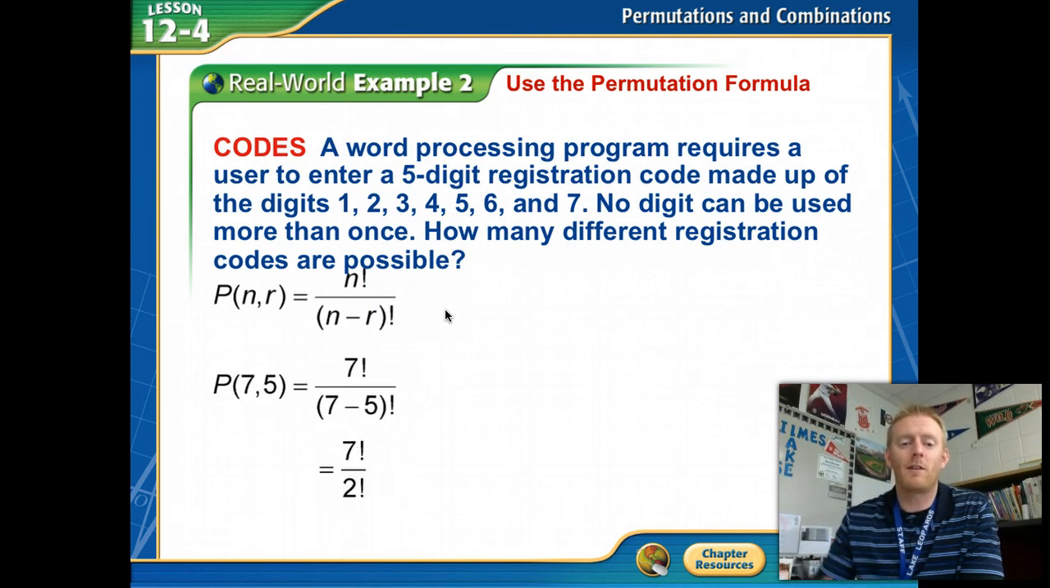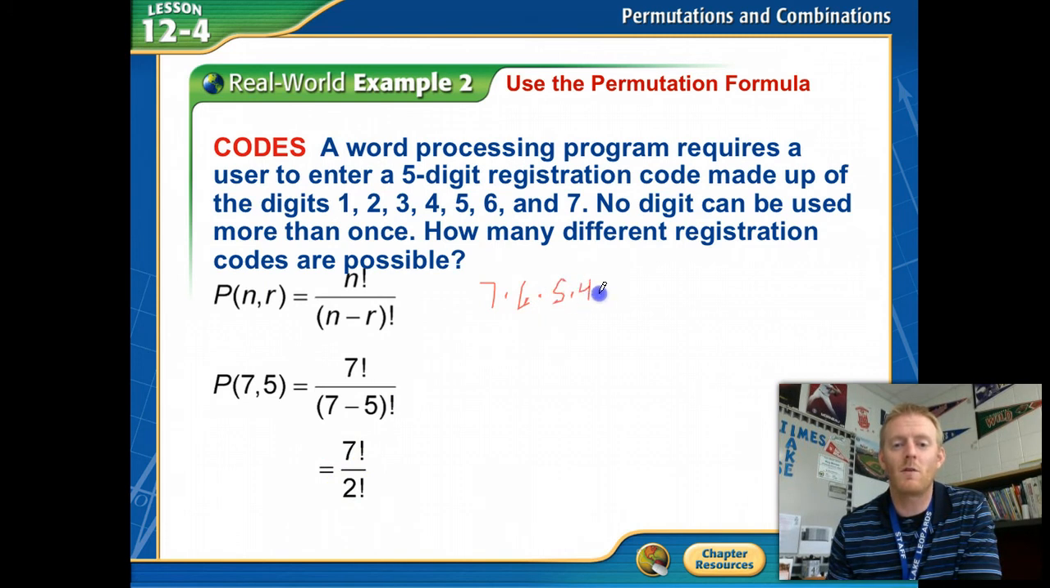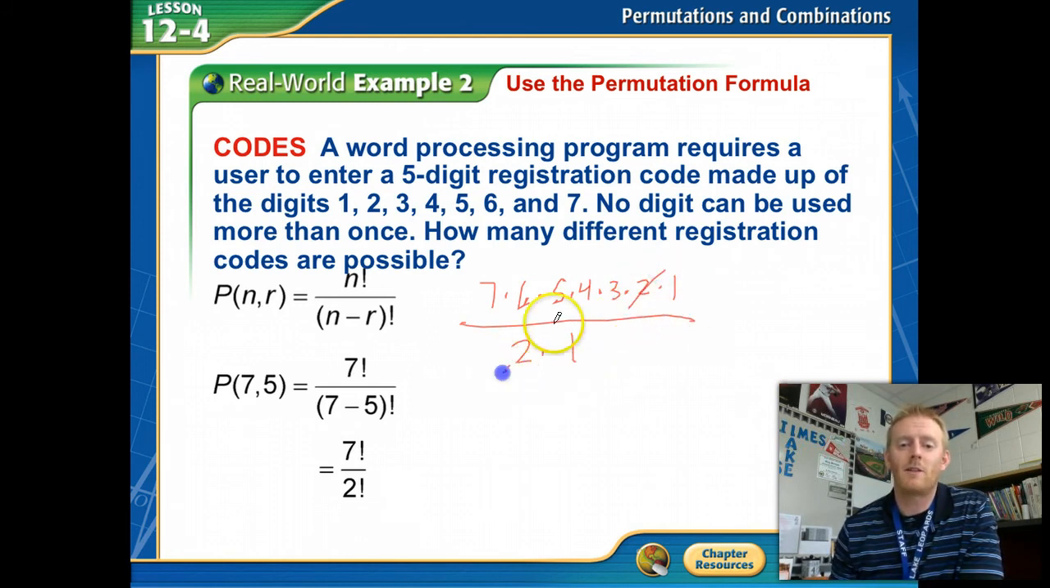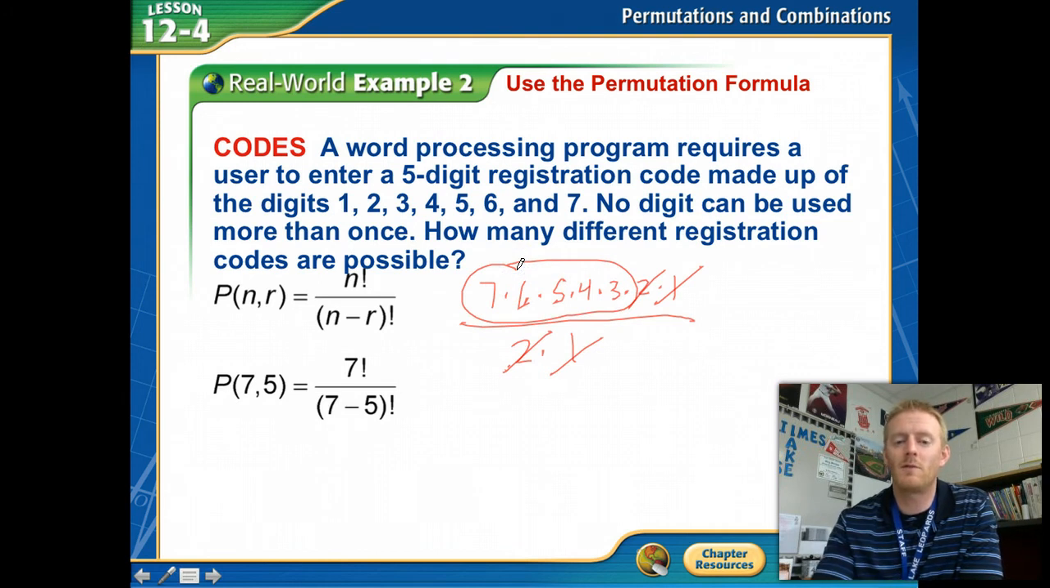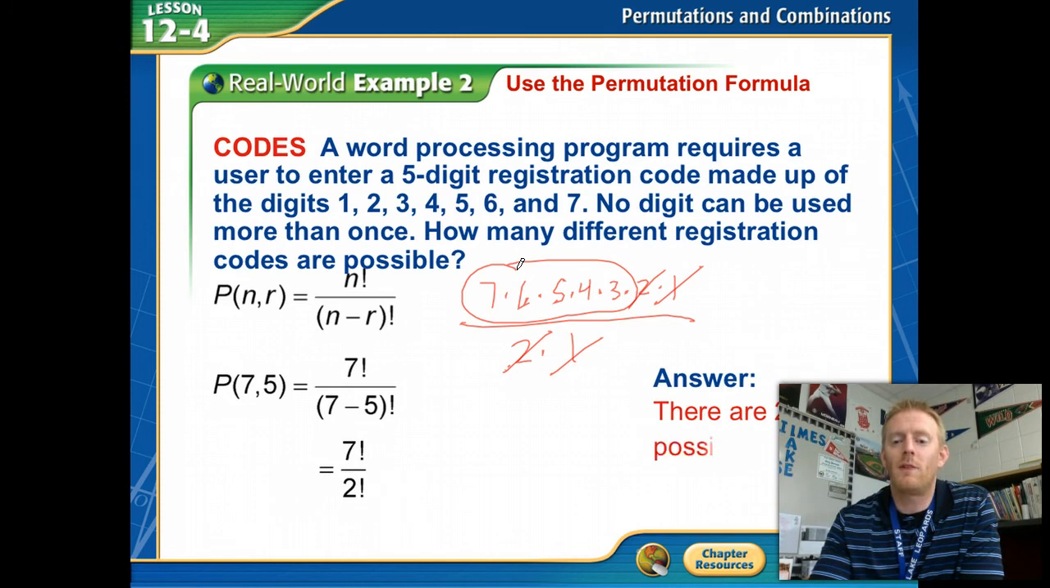So when we do the math, we find out that we have n are 7 factorial divided by 2 factorial, which means I have 7 times 6 times 5 times 4 times 3 times 2 times 1 divided by 2 times 1, which means this 2 and that 2 cancel out, that 1 and that 1 cancel out. So the only math left to do is 7 times 6 times 5 times 4 times 3. And when we do that, we get the answer of 2,520 possible registration codes. Is this making sense to you guys still?